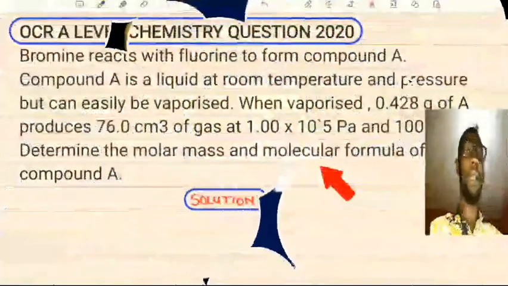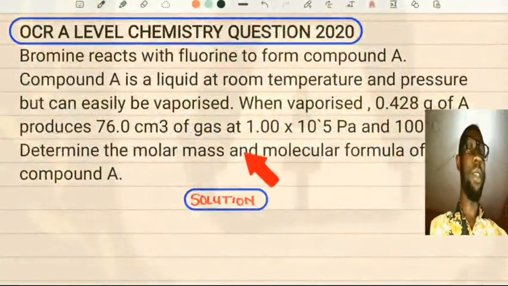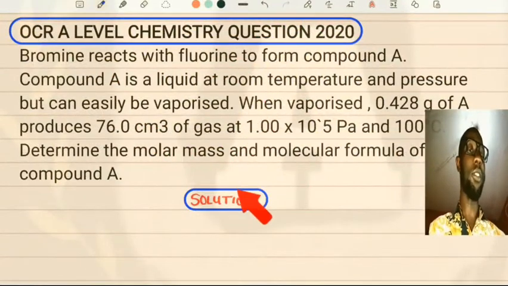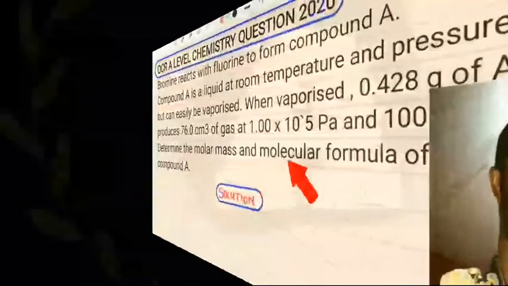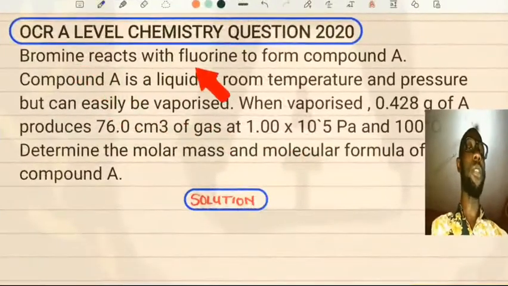Good day, viewers. Now, we have this OCR A-level chemistry question from the past. And what does the question say? It says bromine reacts with fluorine to form a compound A.